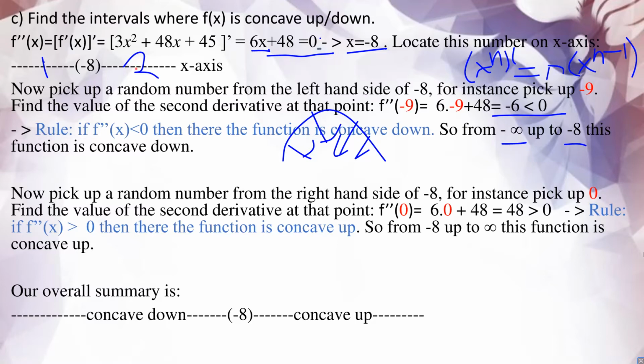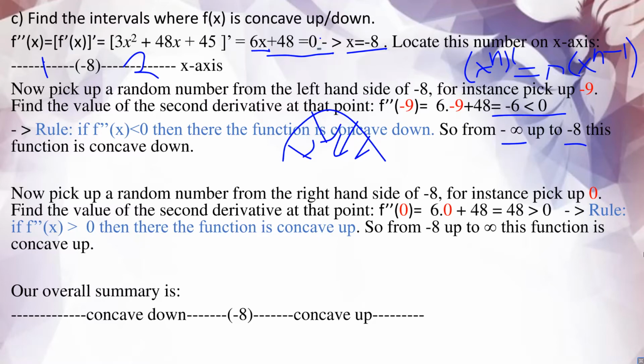I will pick up a random number from there, and I will write that number in the second derivative. Which number would you pick up from this interval? Minus 7? Minus 5? I would pick up 0, because it's a very easy number to make calculations with. Now pick up a random number from the right-hand side of minus 8. For instance, pick up 0. Okay. Find the value of the second derivative at that point. Well, write 0 in the expression of the second derivative, and there you go. 6 times 0 plus 48 equals 48.